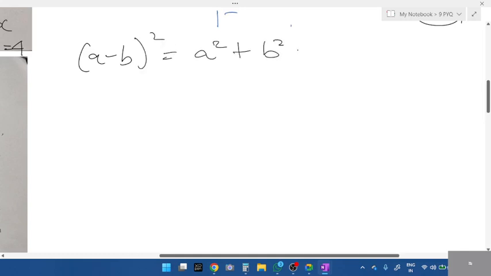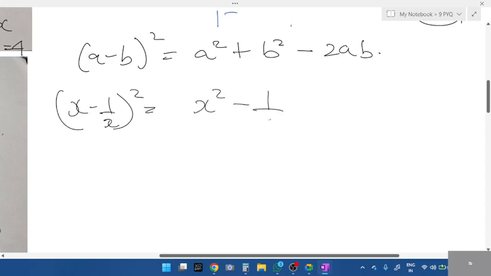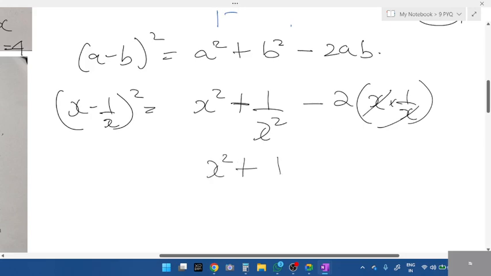What's the formula? a square plus b square. If it is minus, minus 2ab. x square plus 1 by x square minus 2 into x into 1 by x, students. That gets cancelled. What's the answer? x square plus 1 by x square minus 2.